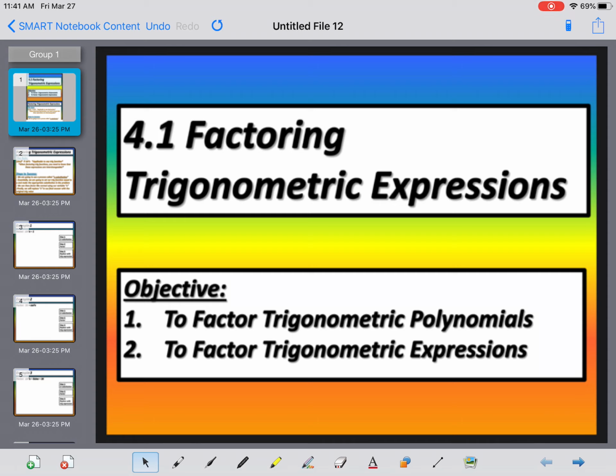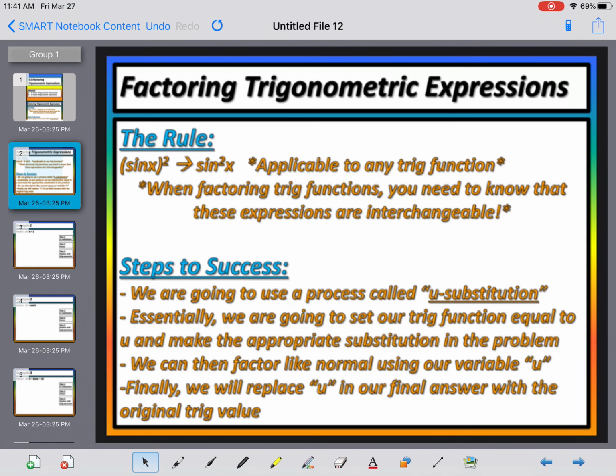Hi everyone, today we're starting trig identities, and we're starting with 4.1, which is factoring trigonometric expressions. So the first thing that we want to talk about before we start is this equivalent here, that sine of x squared is the same thing as sine squared x. That's going to come in handy when we start to factor these expressions.